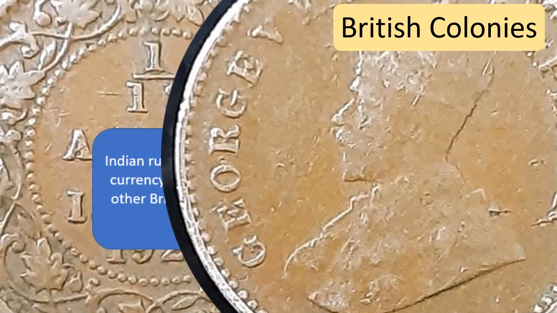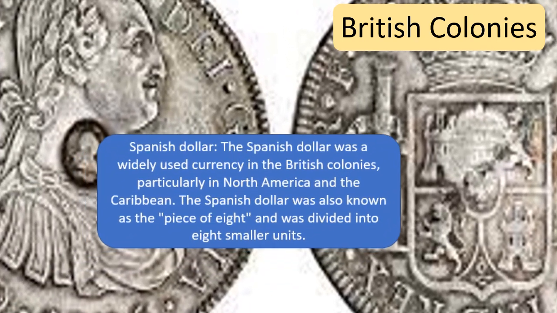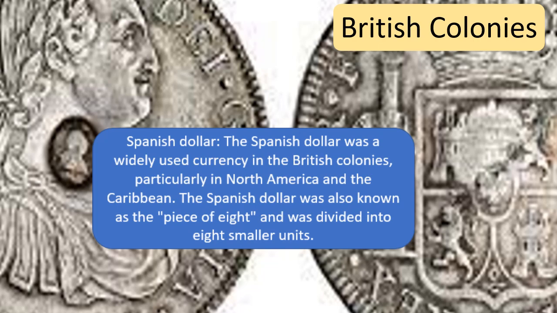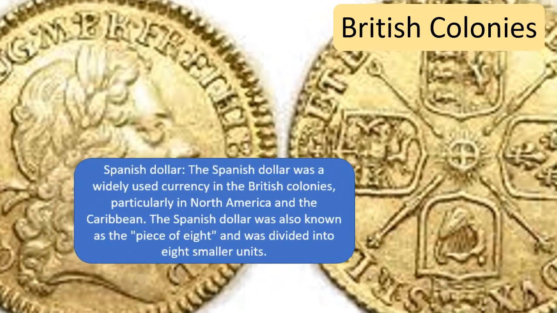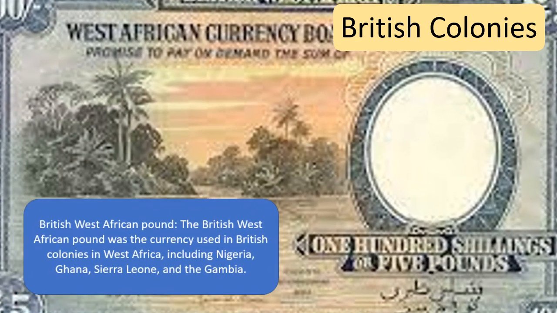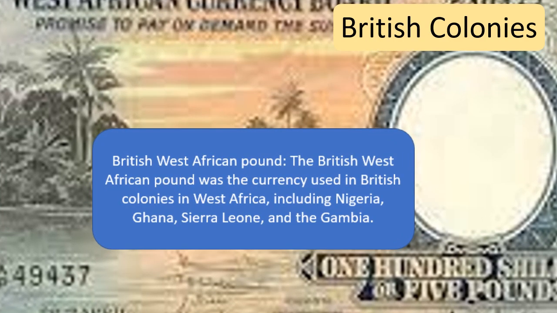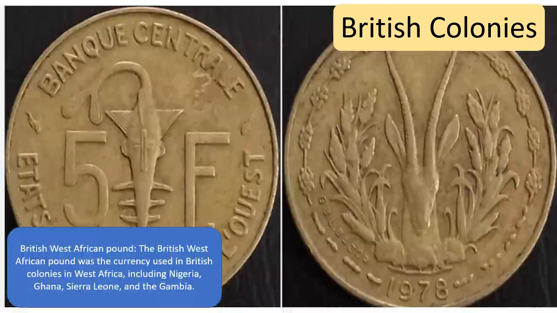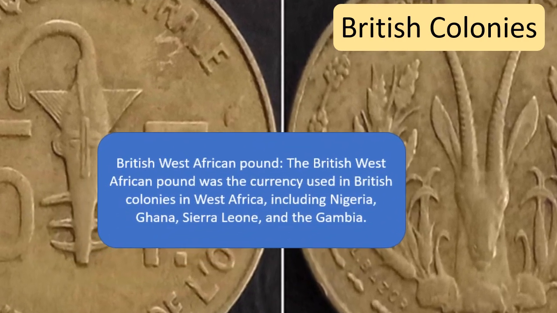Spanish dollar. The Spanish dollar was a widely used currency in the British colonies, particularly in North America and the Caribbean. The Spanish dollar was also known as the piece of 8, and was divided into 8 smaller units. British West African pound. The British West African pound was the currency used in British colonies in West Africa, including Nigeria, Ghana, Sierra Leone, and the Gambia.